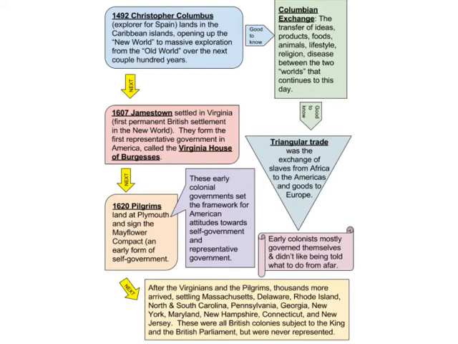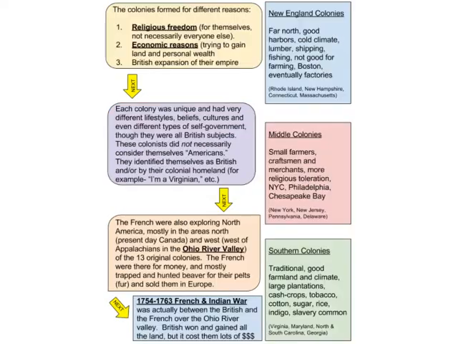Remember that. After the Virginians and the Pilgrims, thousands more arrived, settling in Massachusetts, Delaware, Rhode Island, North and South Carolina, Pennsylvania, Georgia, New York, Maryland, New Hampshire, Connecticut, and New Jersey. These were all British colonies subject to the king and the British Parliament. But they were never represented in the British Parliament. I think you guys know where I'm going with that.